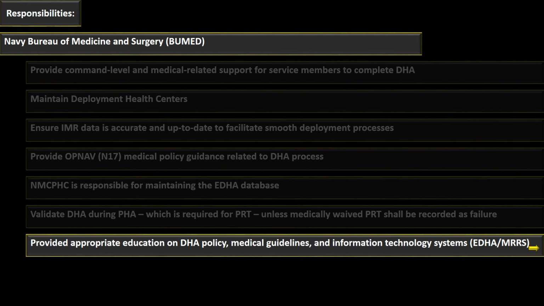And then they're going to provide appropriate education on the deployment health assessment policy, medical guidelines, and information technology systems. So they're going to make sure that the fleet, the providers are educated on the policy, that they know the medical guidelines set forth within these assessments, and that we have the appropriate information technology systems like the electronic deployment health assessment database, and also MERS, the medical readiness reporting system. They're responsible for making sure that we have all that available.